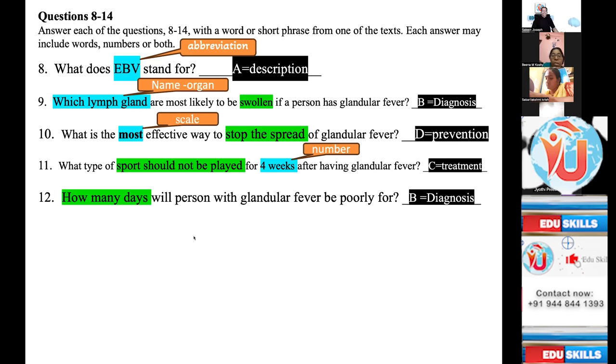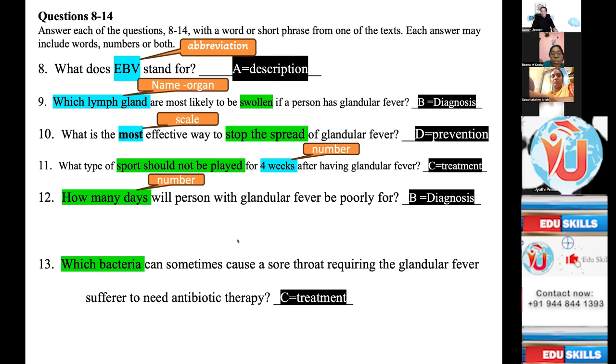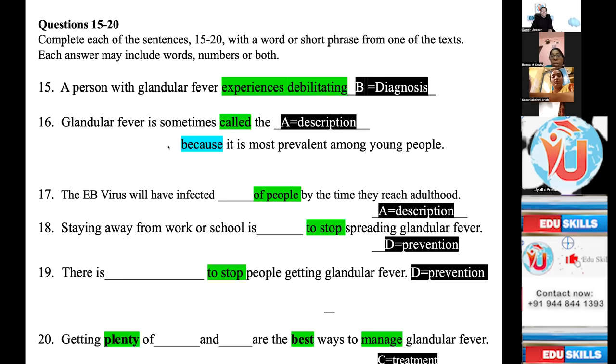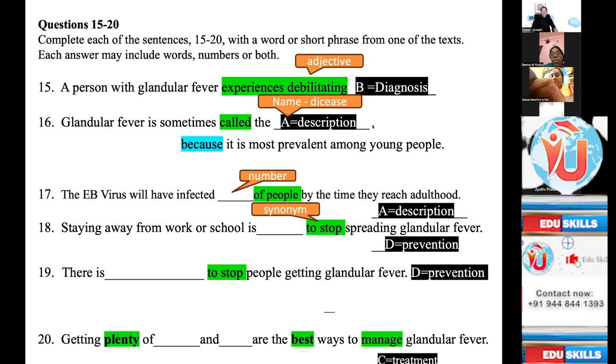Treatment, as we said, it's right. How many days will a person with glandular fever be poorly for? Diagnosis. Which bacteria causes sore throat? Treatment. What sort of environment you have, and a debilitating experience, fatigue and tiredness, something of that sort, is in diagnosis. Glandular fever is sometimes called dash: it is in description. The EBV virus will have infected dash number of people, so many percent of people.